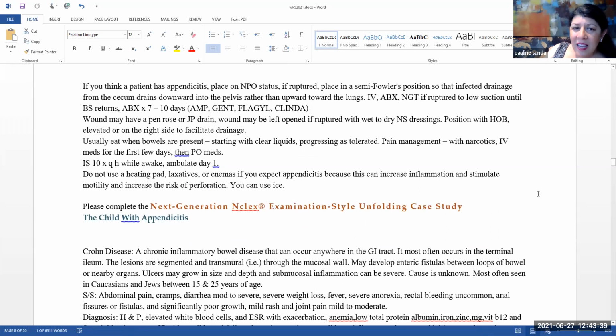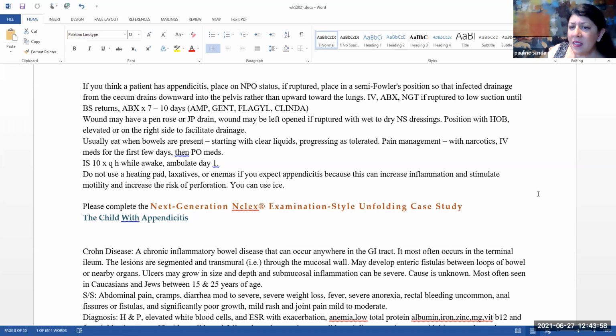If you think a patient has appendicitis, place them NPO. If it's ruptured, and we know that it's ruptured, place them in a semi-Fowler's position so that the drainage can drain downward rather than upward towards the lungs. They will need to have an IV in place.